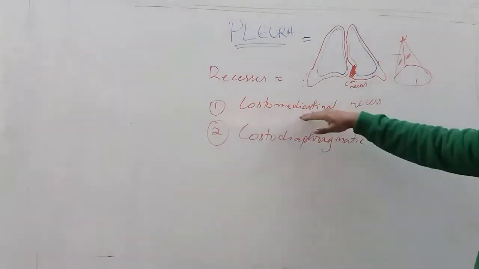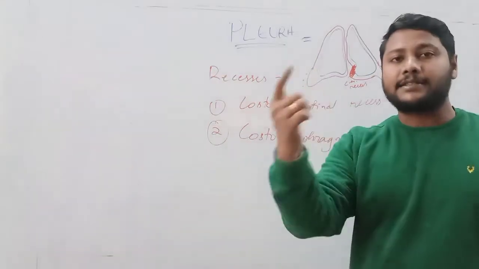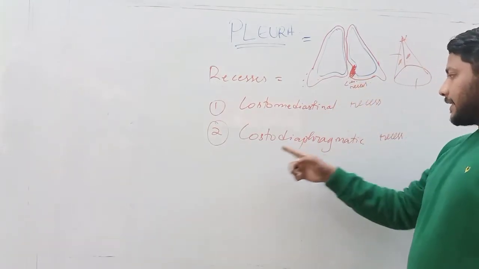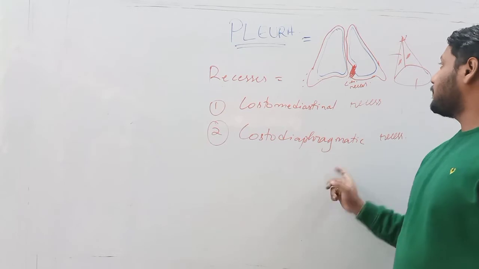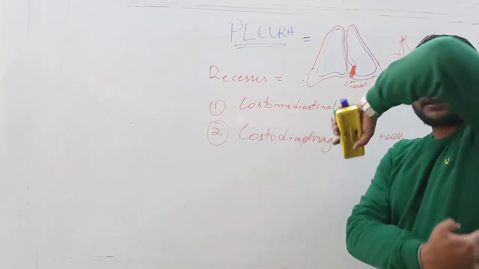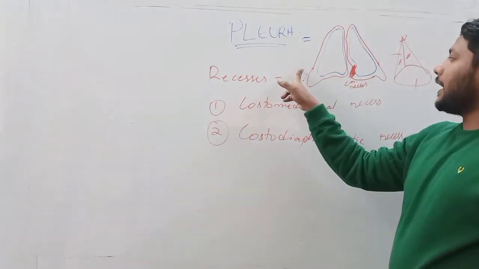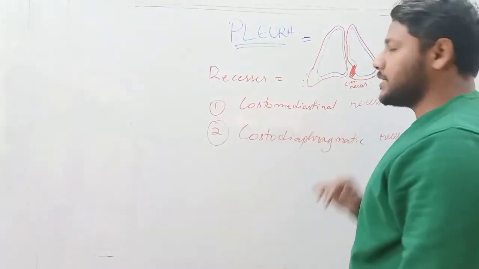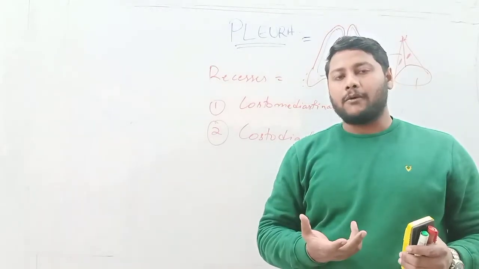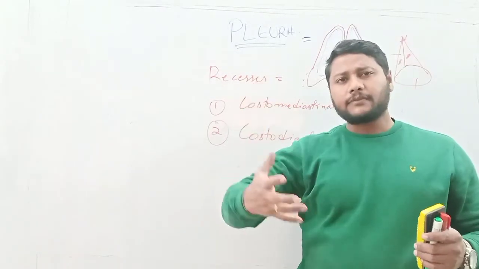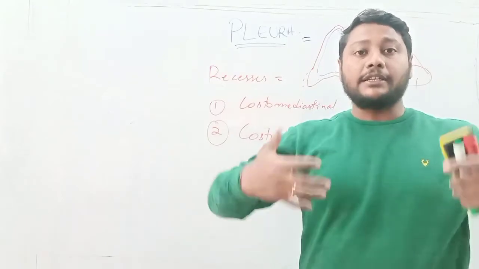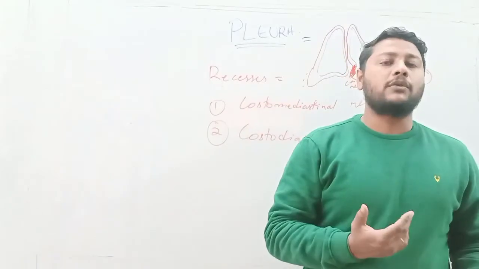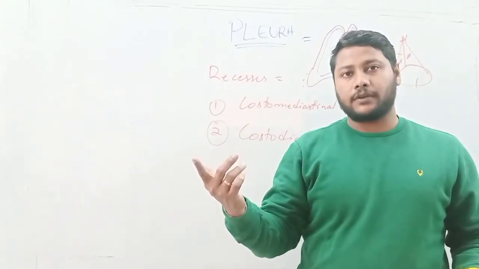First one, we have the costomediastinal recess present anteriorly behind the sternum and the costal cartilages, around the cardiac notch. And the second one, the costodiaphragmatic recess, is present posteriorly or around the mid-axillary line, near the 8, 9 and 10 ribs. Okay, so these are the two recesses which will act as large spaces when the lungs require extra space during deep inspiration. So it is obvious that these spaces we can view only during inspiration, right?